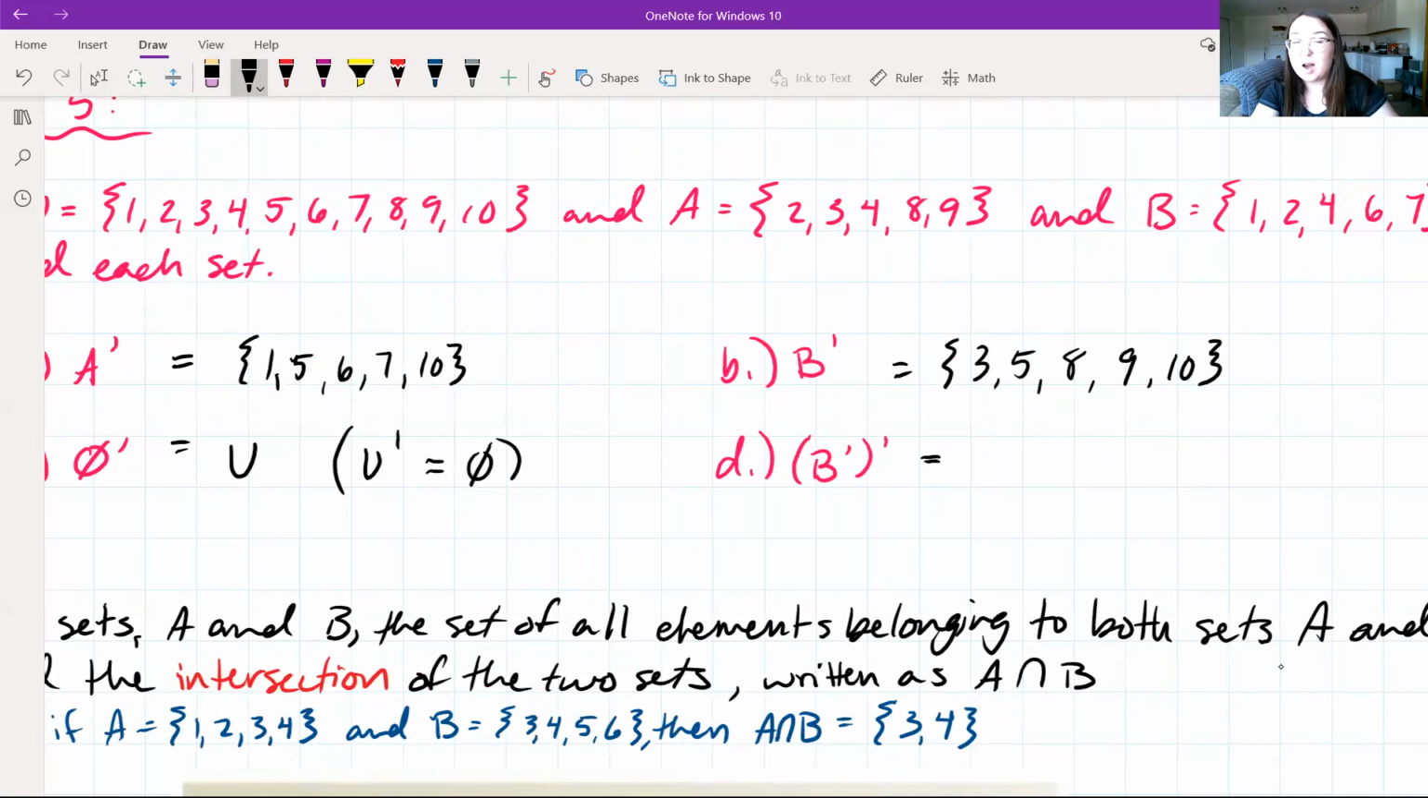Now we think about the complement of the complement of B. So this is basically saying we're going to take B complement, so all the elements that aren't in B but are in the universal set, and then we're going to take the complement of that. That's going to give us our original value of B. So if you take a complement of a complement of a set, that just gives you your original set. So the complement of B prime is just set B.